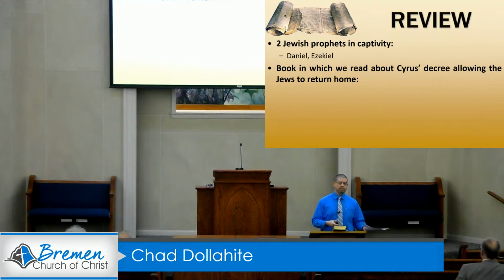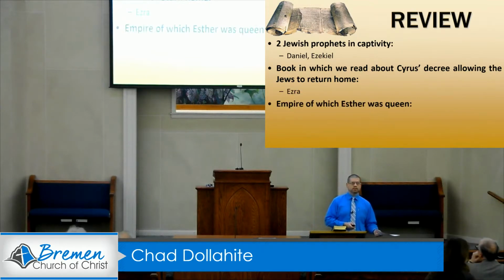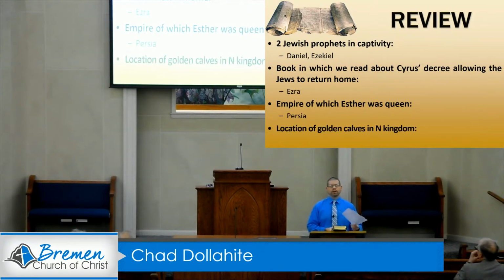Cyrus is prophesied by name in Isaiah. But you read about the decree in Ezra chapter 1, but also 2 Chronicles. Empire of which Esther was queen. Man, I got to go fast. Persia. The location of the golden calves in the northern kingdom.